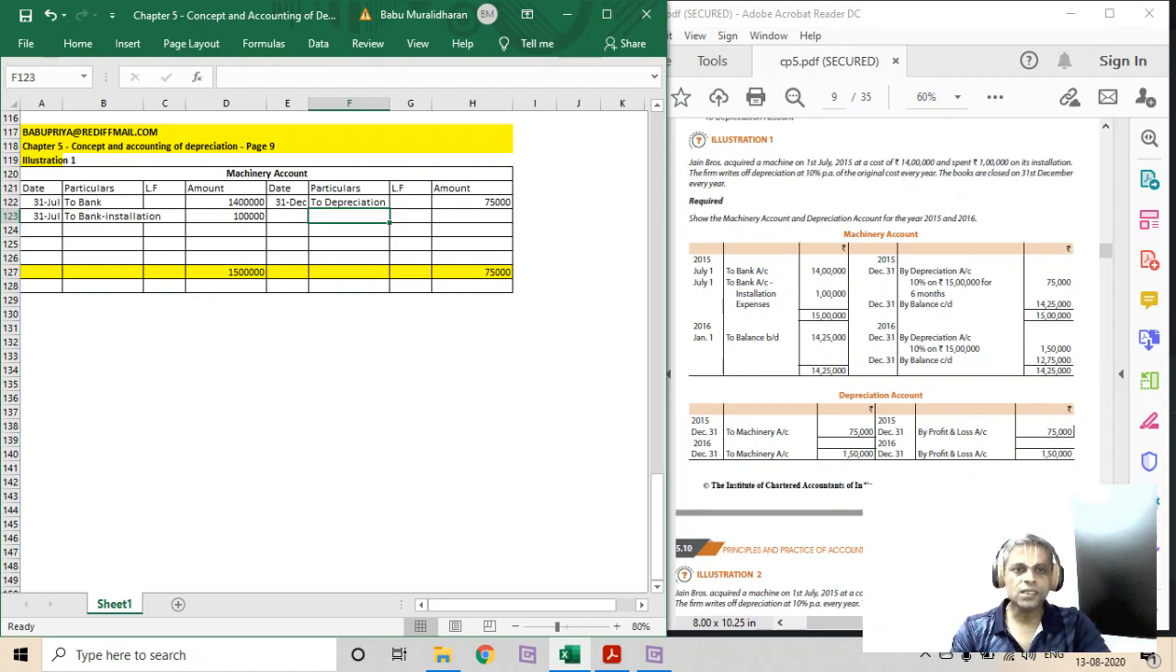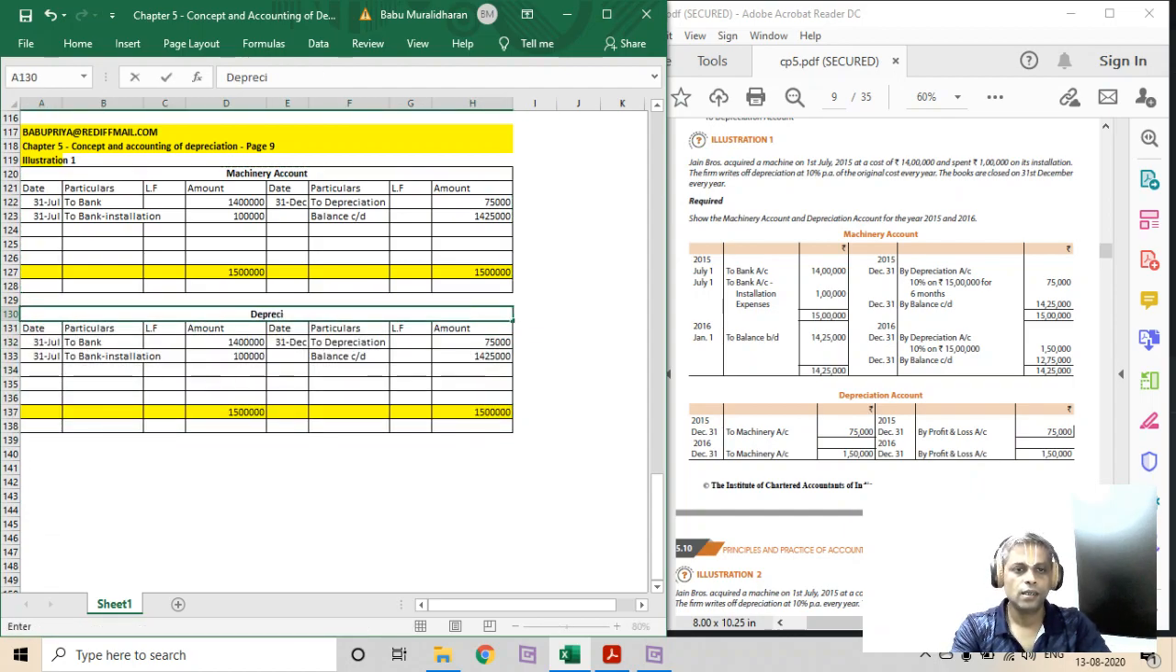And let's close the machinery account now. Balance carried down is equal to 15 lakhs minus 75,000. Balance carried down is 14 lakhs 25,000. Now let's take the depreciation to the P&L account. Now I'm preparing the ledger for depreciation account, 31st December. So depreciation is 75,000 rupees.